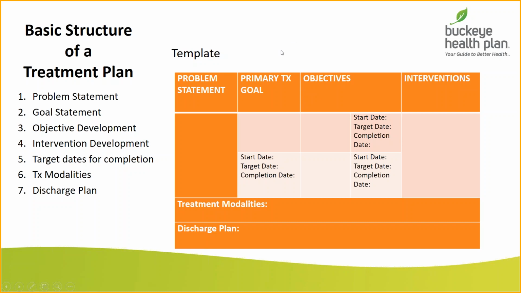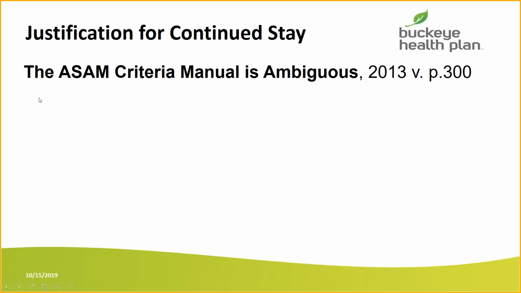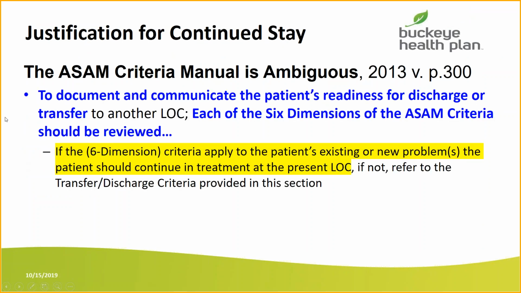justification for continued stay. So just want to mention there's 2 types of criteria. There's criteria for admission, where you get the person to the right level of care. And then once they've been at the right level of care for X amount of days, X amount of weeks, and you need an extension of their care, there is a different criteria set. So justification for continued stay. ASAM criteria manual is somewhat ambiguous. If you look at page 300, this is what it says.